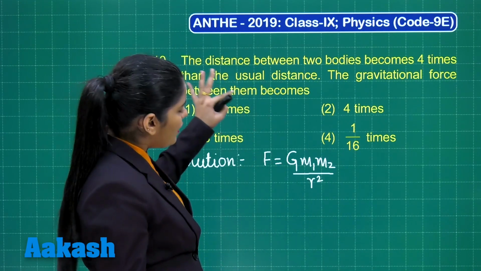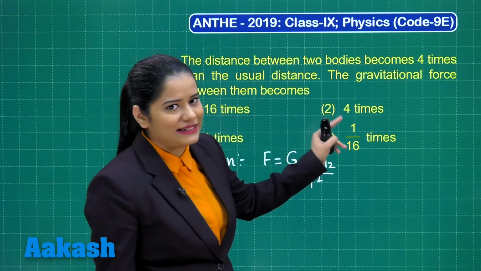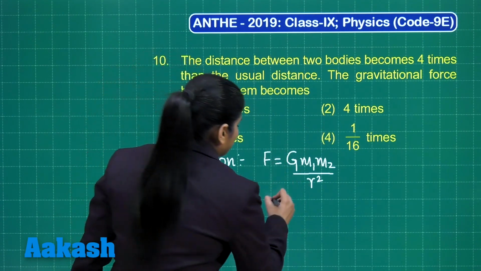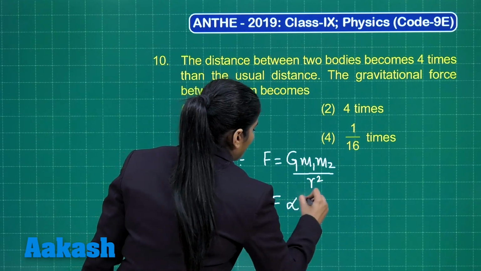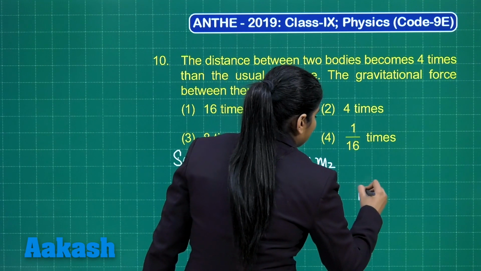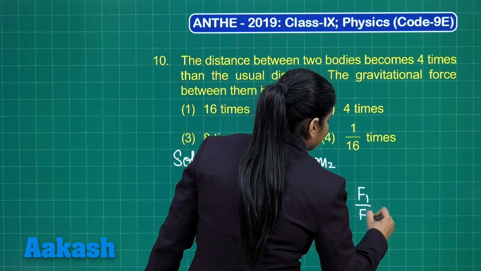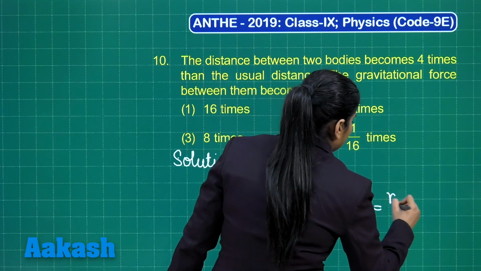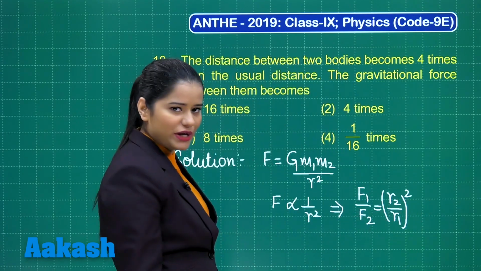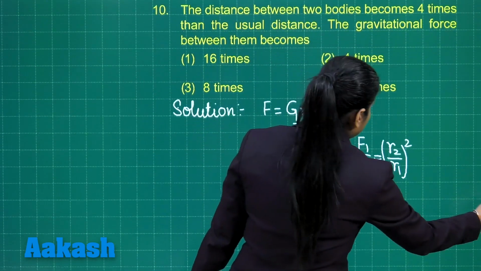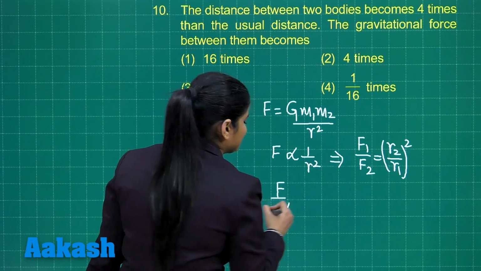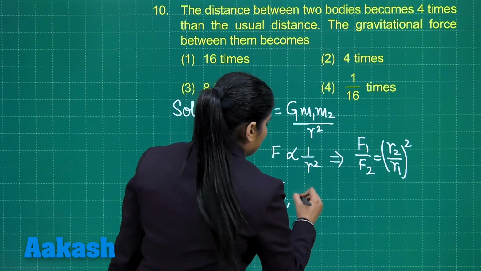This question talks about the change in the distance. All the other quantities remain the same. So it means I can write that F is proportional to 1 by r square, and I can write F1 by F2 as r2 by r1 whole square, because it is inversely proportional to the square of the distance. So if initially the force was F and now the force is F dash or F prime.